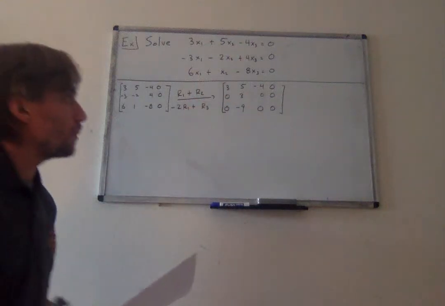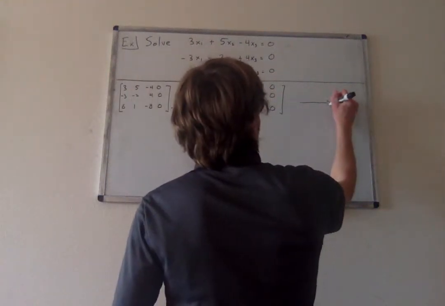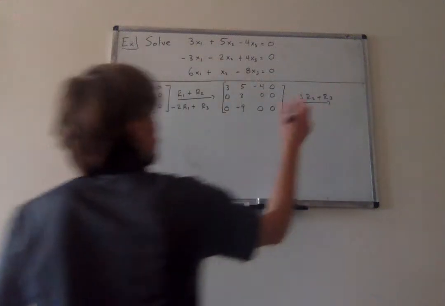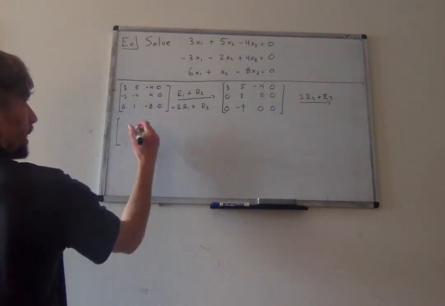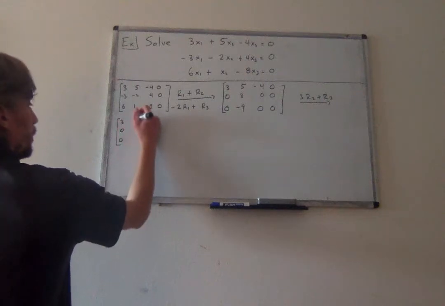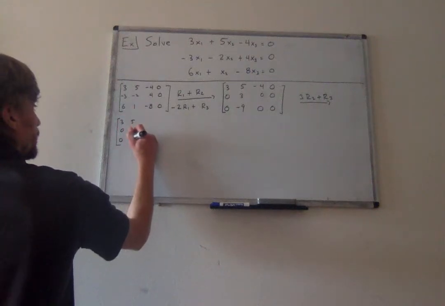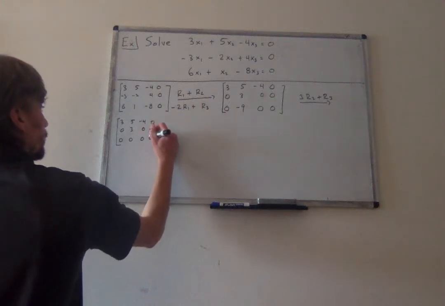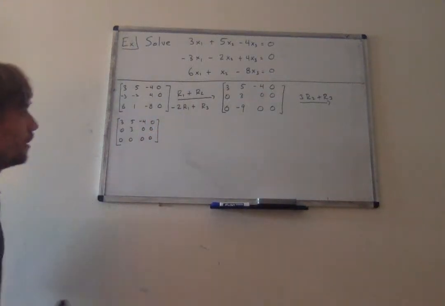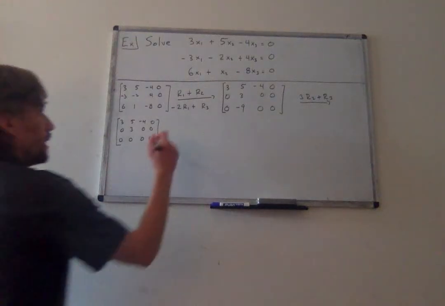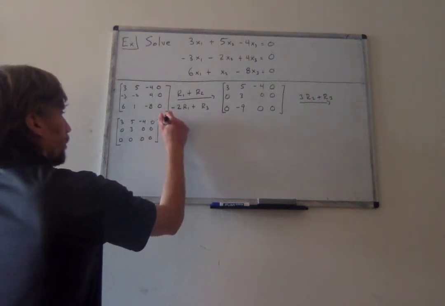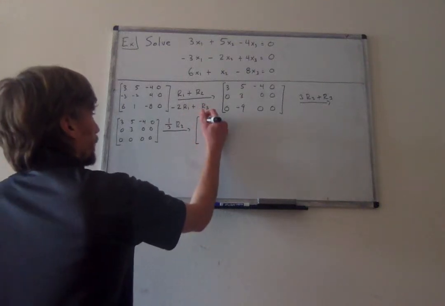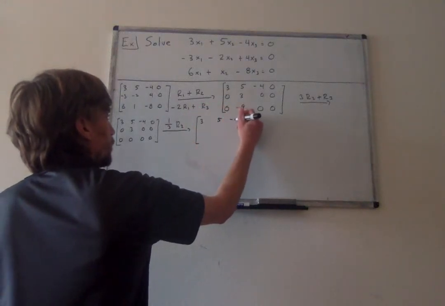Next pivot entry is going to be this 3. So what I'm going to do is do 3 row 2 plus row 3. And that should give me 3, 0, 0, 5, 3, 0, -4, 0, 0, 0, 0, 0. Now I'm going to divide, 1/3 times row 2, because now I want to turn all of my leading entries where it's easy into 1s.